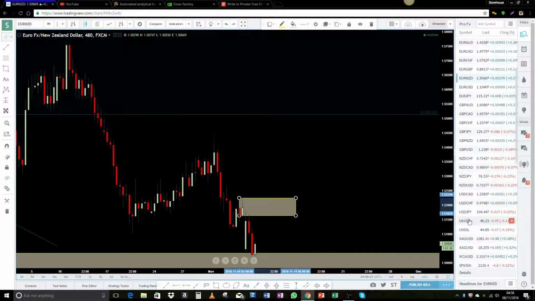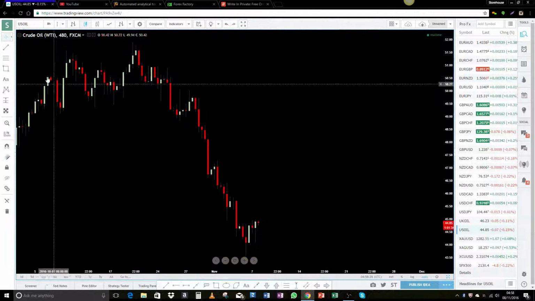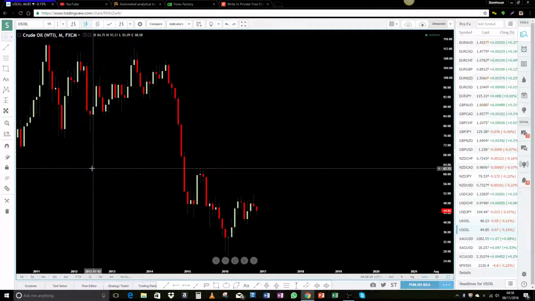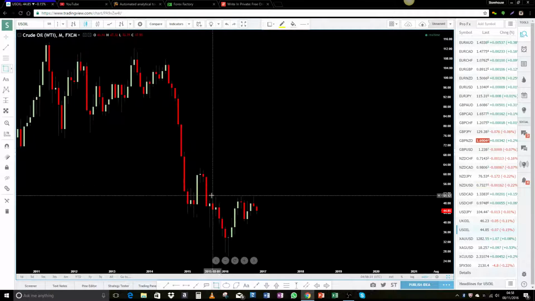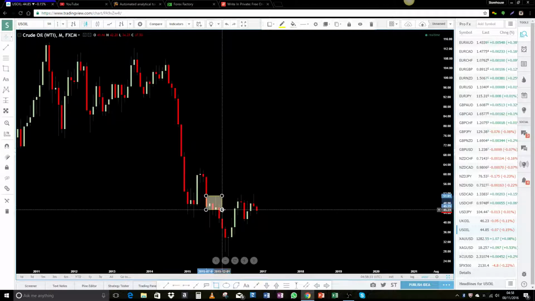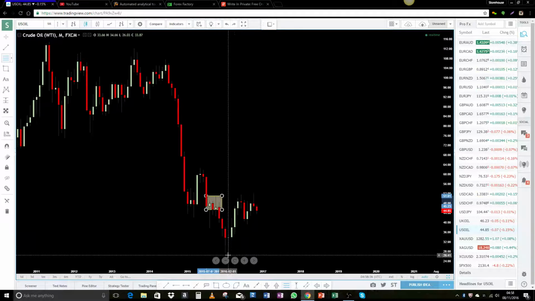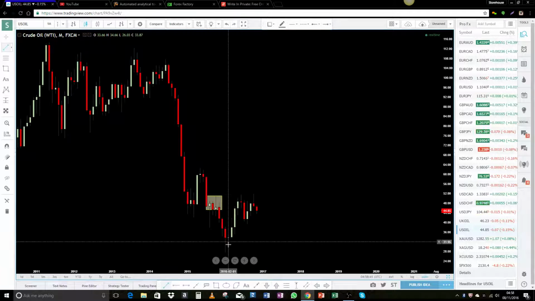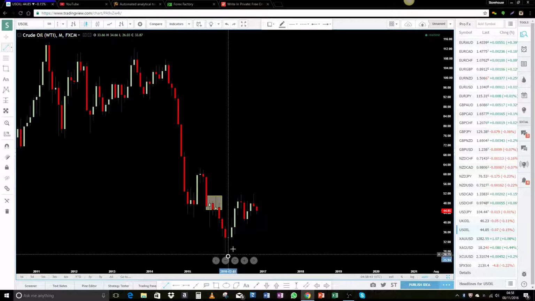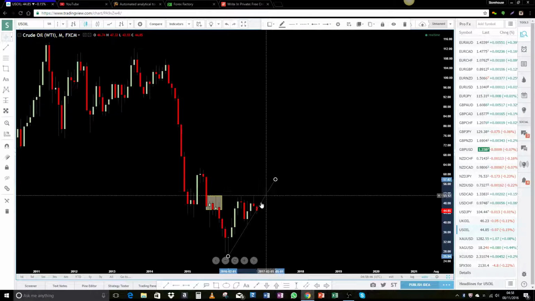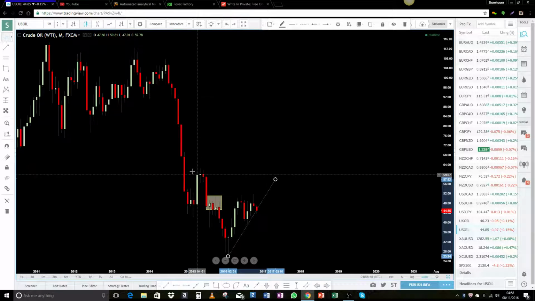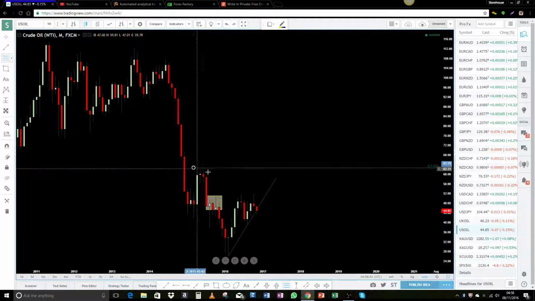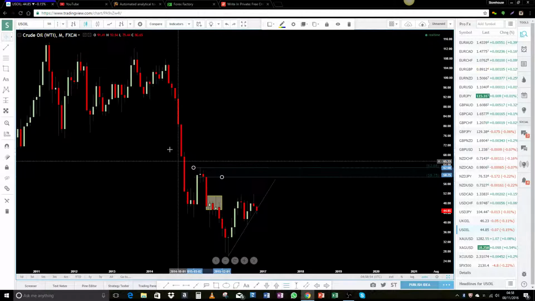And then the last one I'm going to look at is US oil. If we start as always with our monthly view, we'll see that this monthly supply zone has now been removed. So we have, where's my trend line? So we have now price making this sort of upward momentum going on, and we're not anywhere close to the next monthly supply zone that we would worry about. So I'm looking for buys in the oil market.